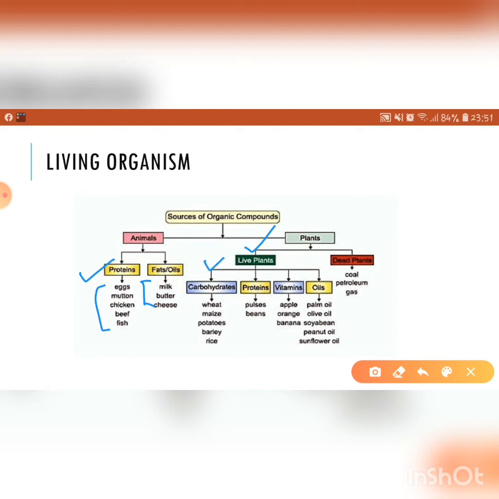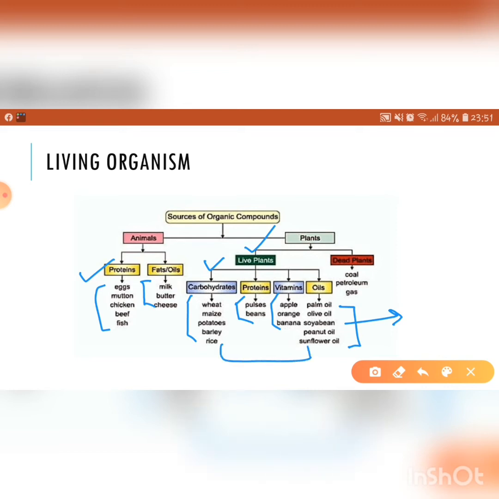They give us carbohydrates when we consume wheat, maize, potatoes, barley, and rice. When we consume pulses and beans, then we get proteins. When we consume apple, banana, and orange, we get vitamins. And these plants are the source for different oils like palm oil, olive oil, soya bean, peanut oil, sunflower oil.